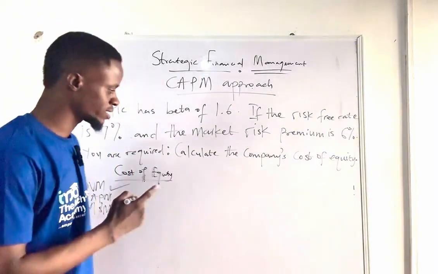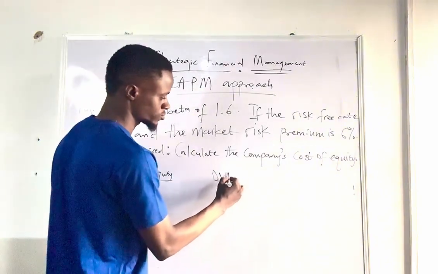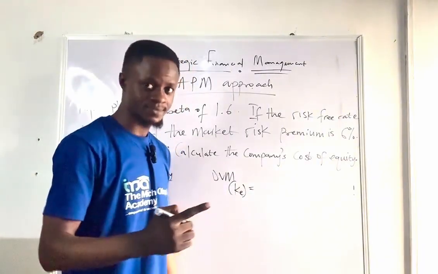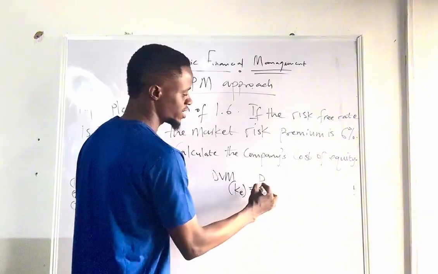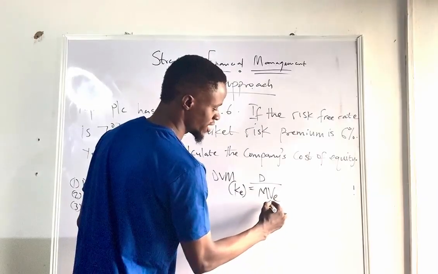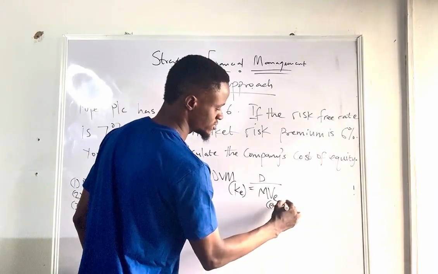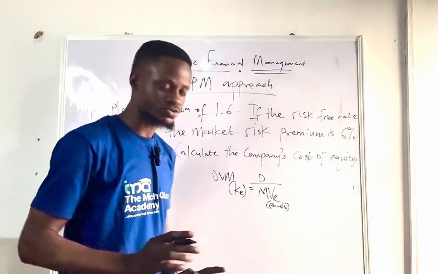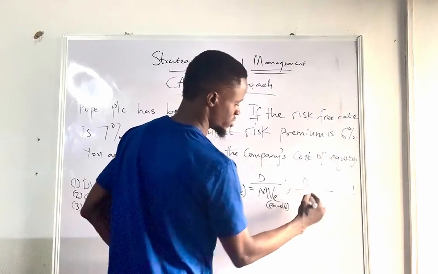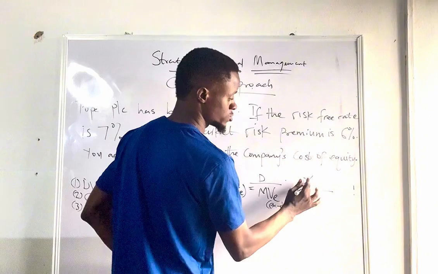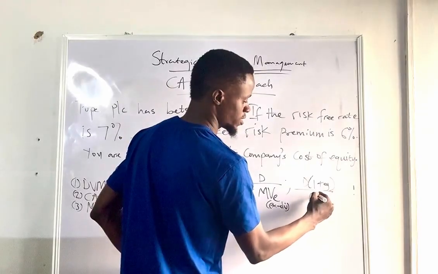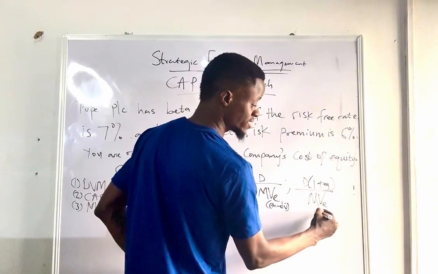If you can remember clearly, the last time I said that the dividend valuation method determines cost of equity based on the amount of dividend paid, right? And we said the formula is calculated as D over market value of equity, that is if there is no growth. But if we have growth, it's D(1 + g) over the market value of equity.